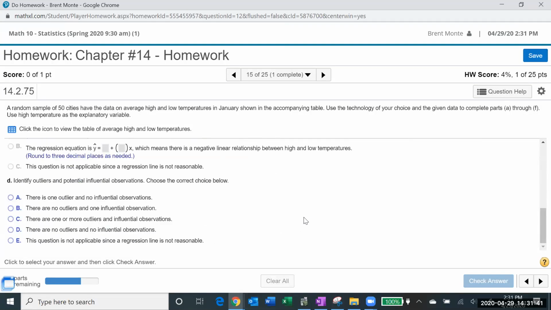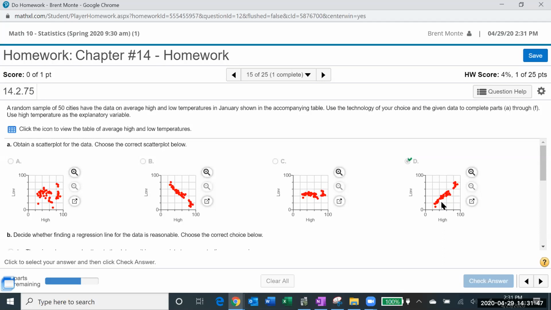What else do we have? Let's see, so there was C. D says identify outliers and potential influential observations. Let's look back at our picture. I don't have anything that's far away from the rest of the data, so I don't have any outliers. And nothing would pull the regression equation away. We've got this one point, but if I put a line through here, it's pretty close to the line, so it's not going to do much at all.